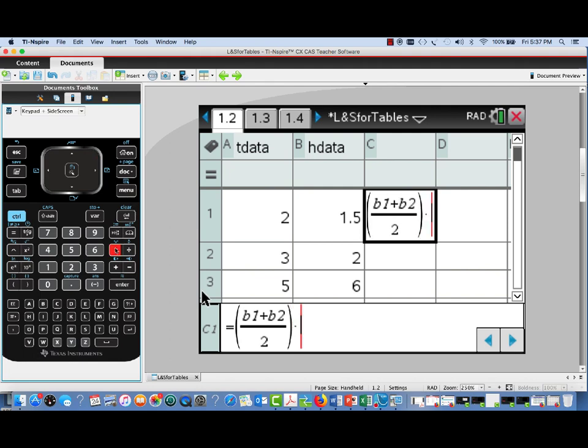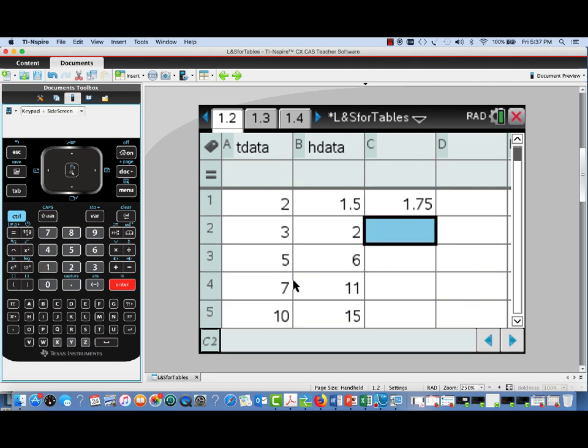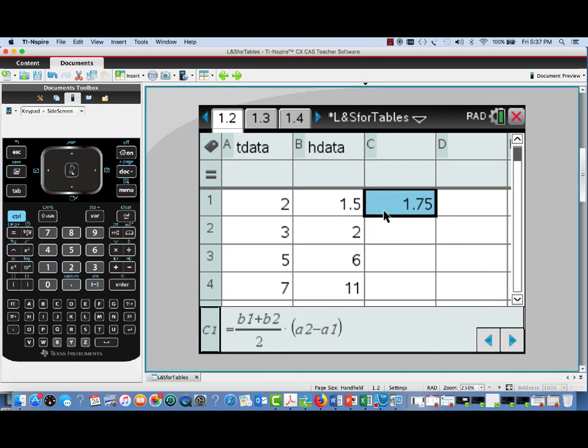And then I'm going to take that times the width of that subinterval, which would be A2 minus A1. Again, I'm using cell references here. So that'll be my 3 minus 2 that I see in those two cells. Enter that, and that gives me the average of the two heights times the width of the subinterval, 1.75. Now there's that formula, all in terms of those cell references.